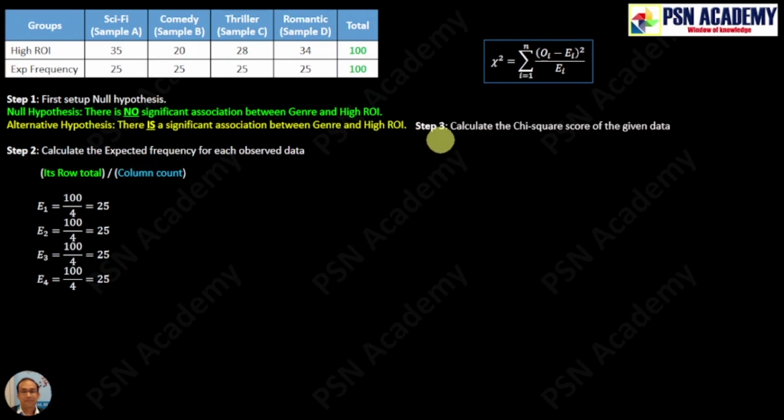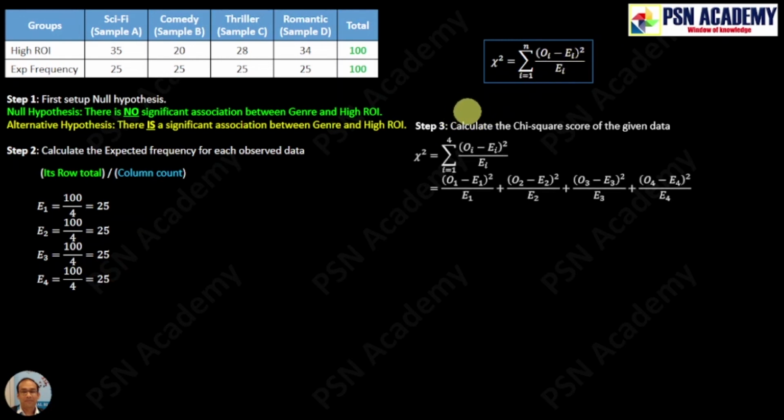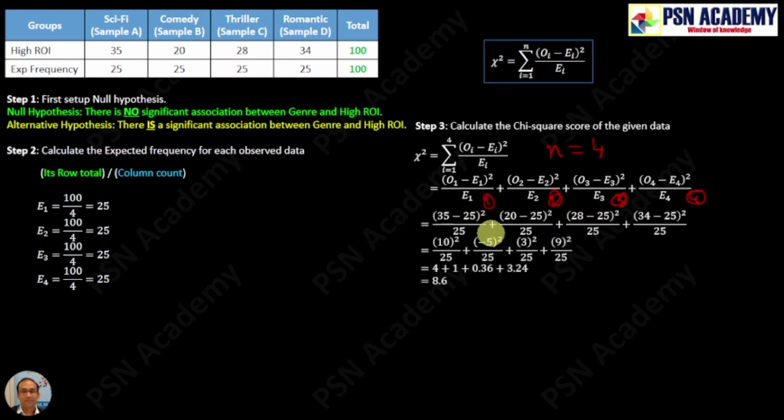Next, you go for step 3. So you have got these OIs and you have got all the EIs. So this is the time for getting the chi-square score. So here you have 4 observations. So here n is 4 now. So I runs from 1 to 4. So (OI minus EI) squared by EI, the same formula. So this is the first term, this is the second term, this is the third term, and this is the fourth term as before. So plug the values in and you will get 8.6. So this is your chi-square score for this situation, right?